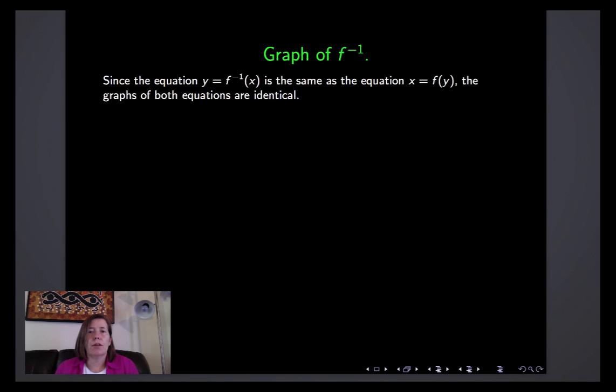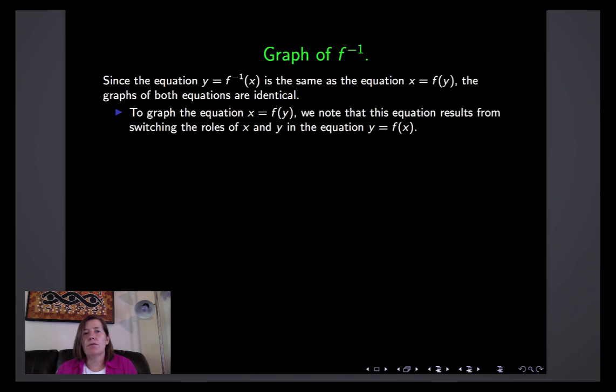So let's look now at how the graphs of f and f inverse are related. We know that the equation y equals f inverse of x is exactly the same equation as x equals f of y, except it's rearranged just a little bit. If we want to graph the equation x equals f of y, which is the graph of the function y equals f inverse of x, we note that this equation results from switching the roles of x and y in the equation y equals f of x.